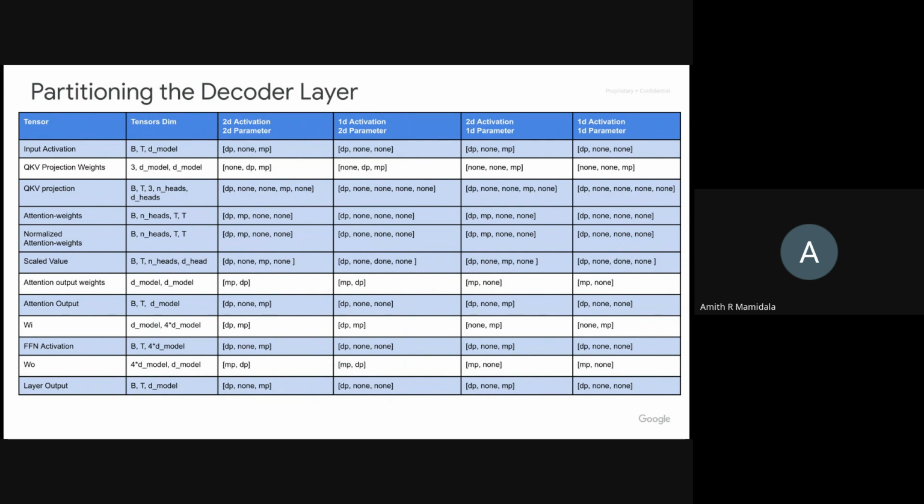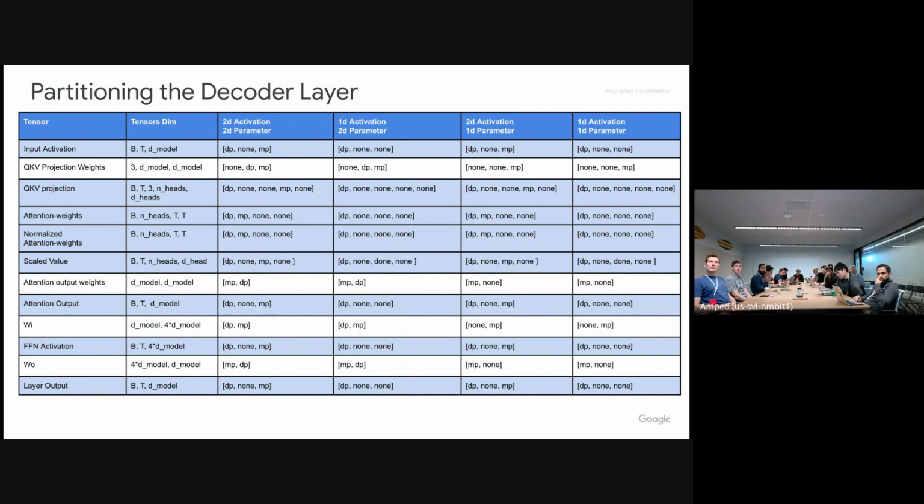The 1D parameter, basically, is like a row parallel, or it can be column parallel, but you're sharding only on one dimension. I see. So the 2D is like you improved upon that, where you're using two dimensions instead of one dimension to shard.